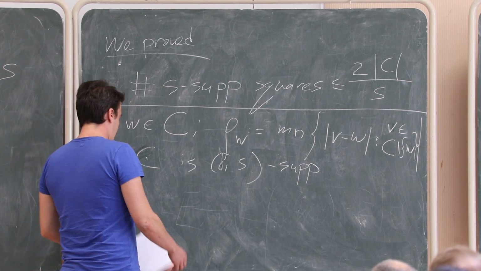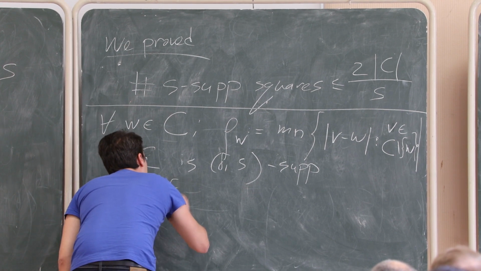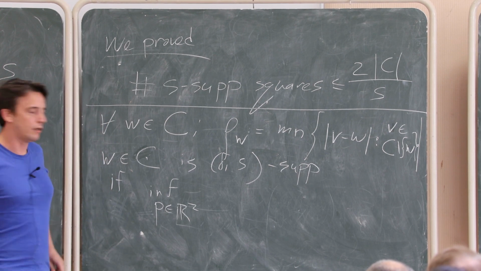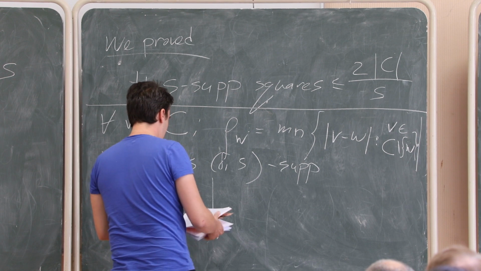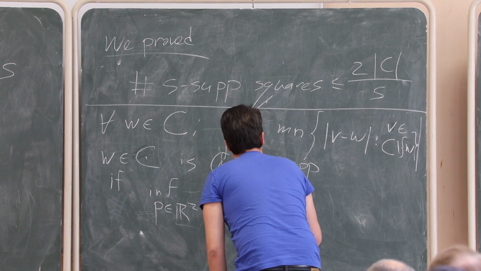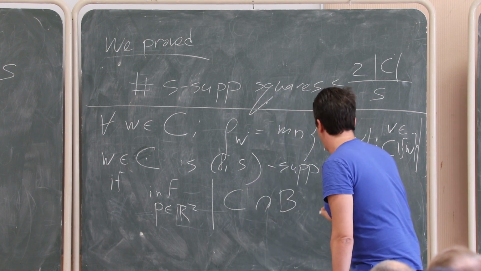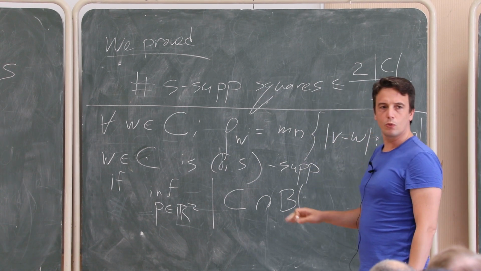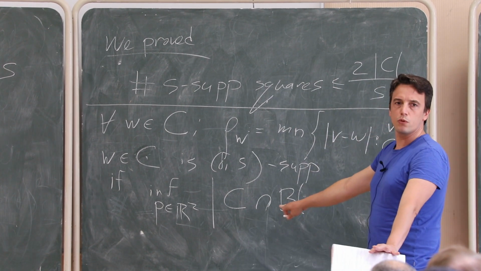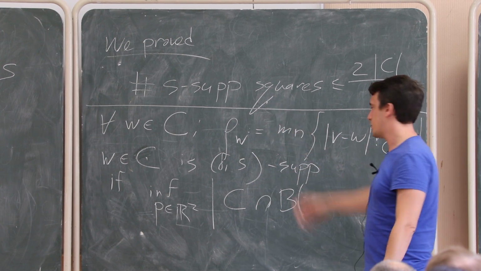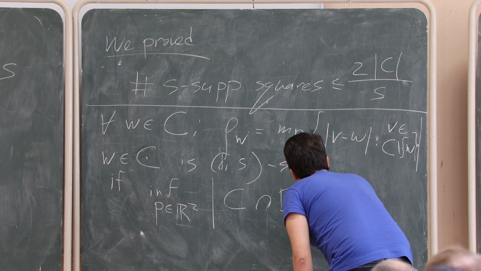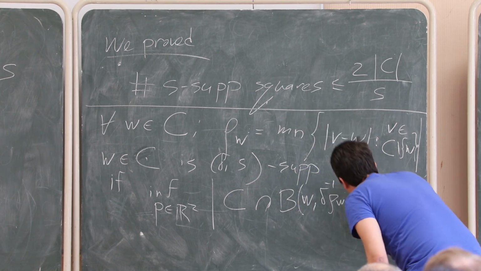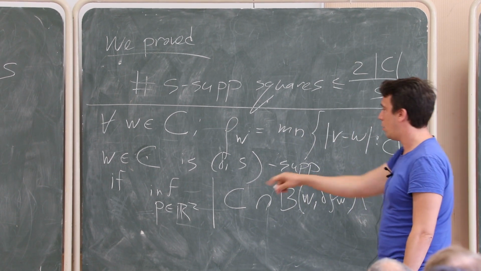So it was written like this. The infimum over P in R2, over any choice of center to remove a tiny little ball, of the number of points in C intersection with the Euclidean ball. I'm not sure what exactly my notation for a Euclidean ball was, but this lemma only has Euclidean balls. There's no graph structure, right? There's only points in the plane. So this is B_W of radius delta minus 1 rho W. But I'm removing a small ball around P.